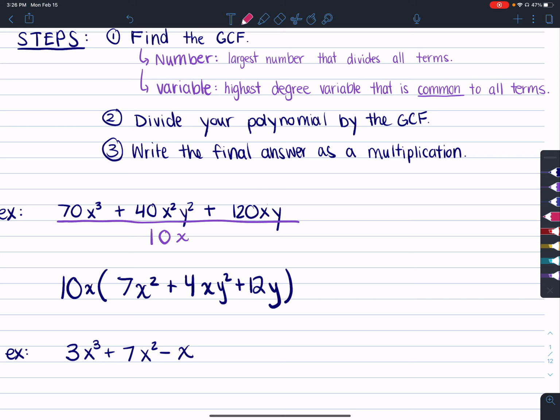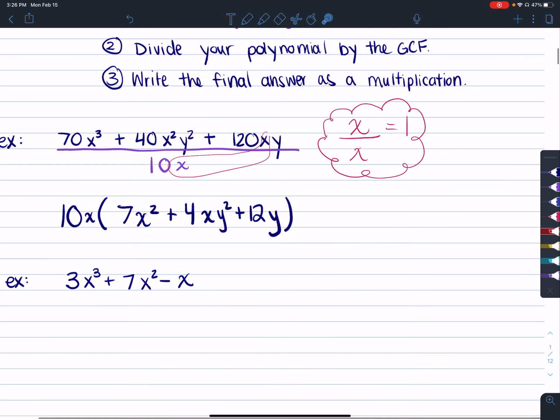So that's something I want to talk about, this right here. X divided by x is 1, just a little reminder. So this is essentially 12 times 1 times y. 12 times 1 is still 12, which is why you write it as nothing. You just don't write anything.